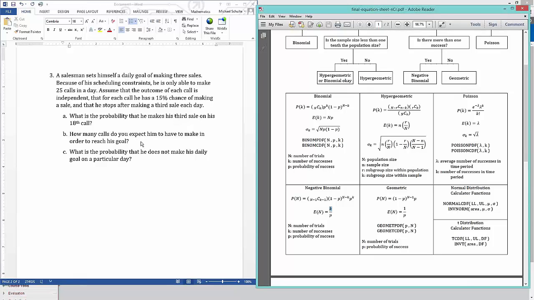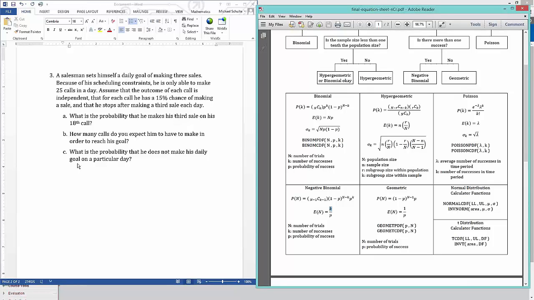Now, let's move on to the next question, part C. What is the probability that he does not make his daily goal on a particular day? Now, how would you answer that? Is that still a negative binomial type of question? I would say no because the number of trials would be fixed now at 25.